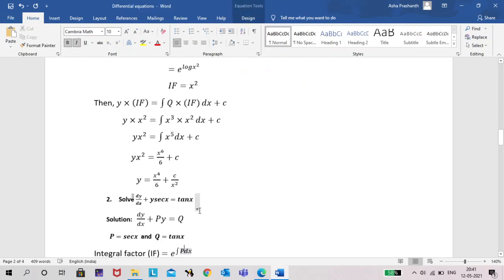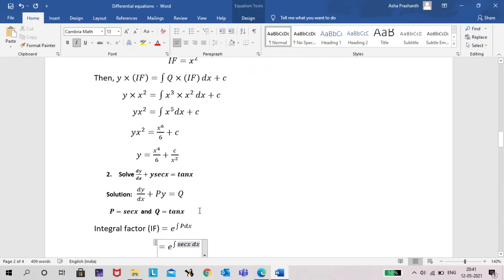So then I have taken the second problem. This is related to trigonometric functions. Solve the differential equation dy by dx plus y secant x is equal to tan x. Same thing, you can compare this with a linear differential equation, that is dy by dx plus py is equal to q. Then after that you write what is p value and what is q value. So what is p? The coefficient of y, right? The coefficient of y is secant x and the q is this tan x.